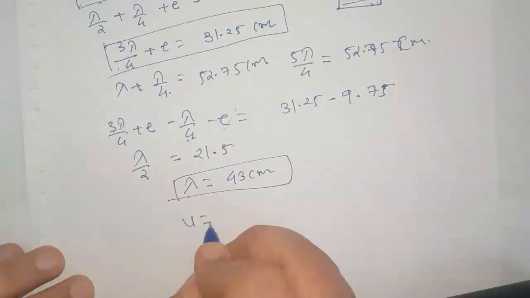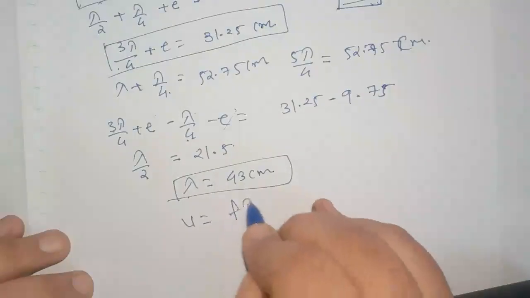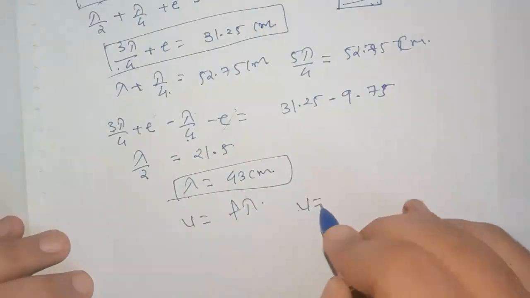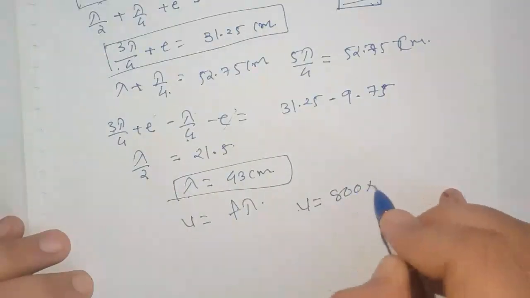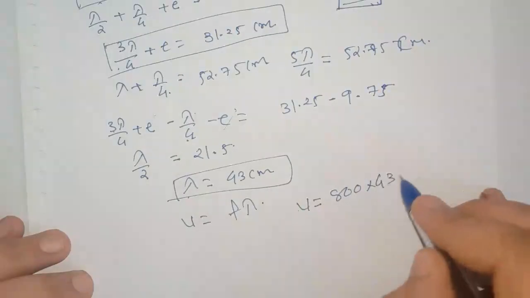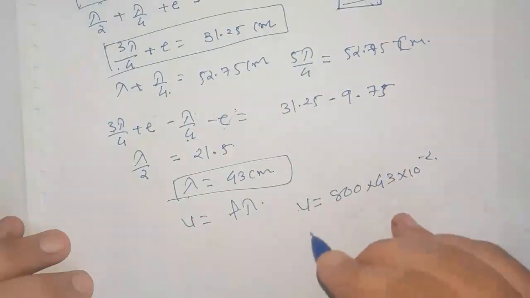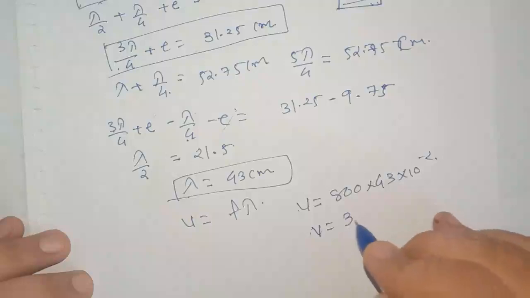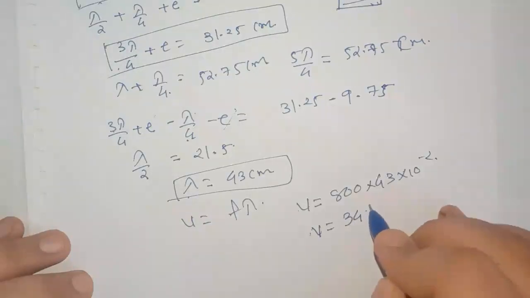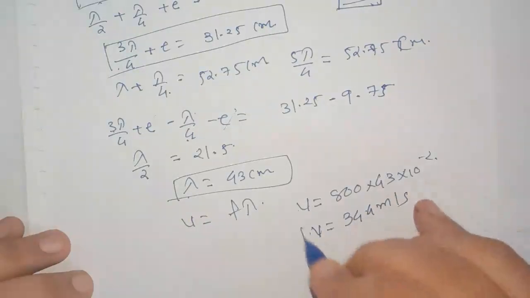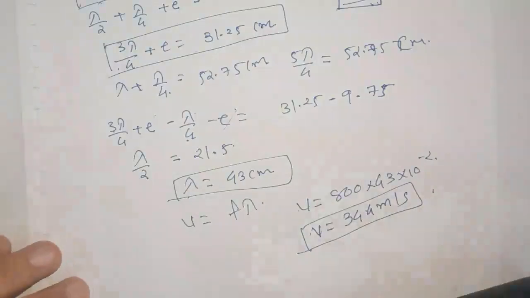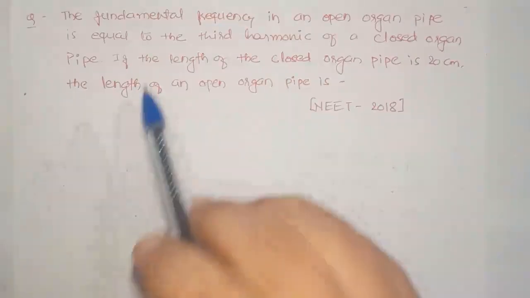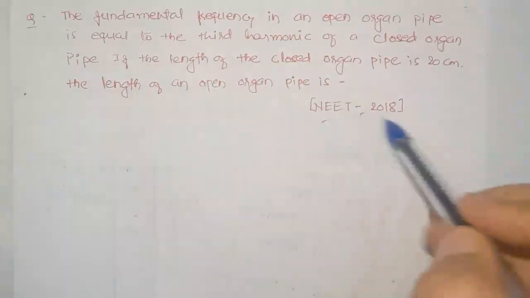Now the speed of sound in air, V is equals to F lambda. The frequency is given 800 into lambda, that is 43 into 10 power minus 2. So speed of sound in air will be 344 meter per second. This question was asked in NEET 2018.